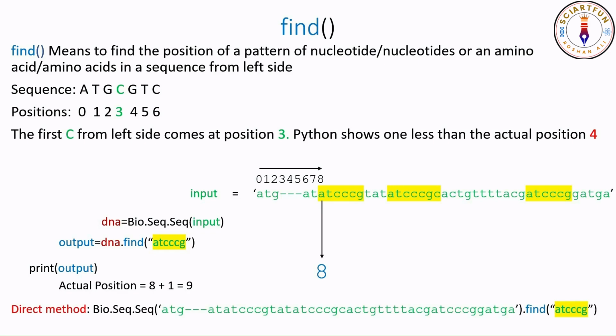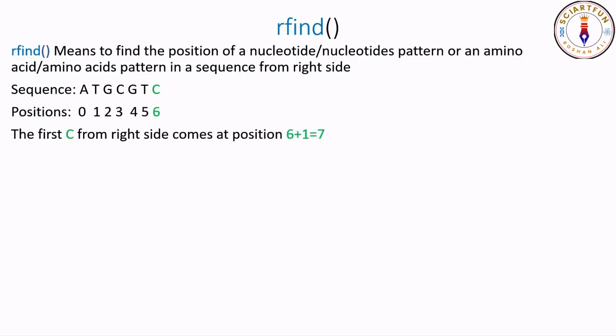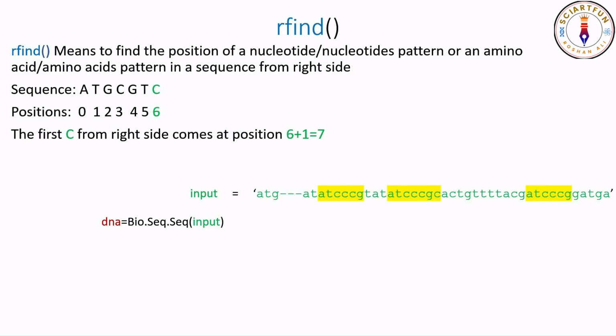If you are interested in finding the position of a nucleotide or a pattern from the right side, then the method is rfind. For example, the first C from the right side is at position 6, which is actually position 7. Let's take the same example as taken in the last slide. Again, there are 3 similar patterns in the sequence, but this time, rfind will locate the position of the first pattern from the right side.